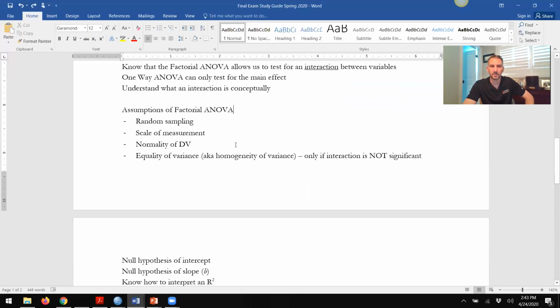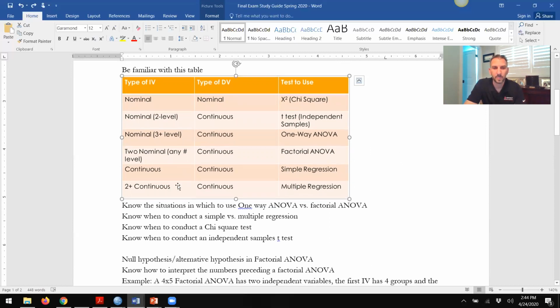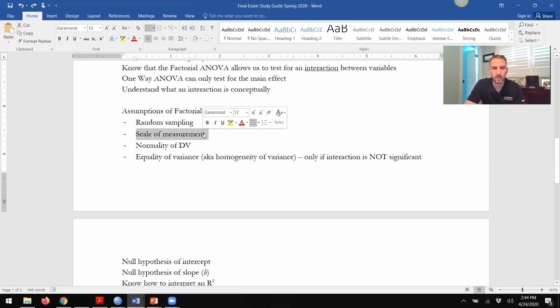All right, and the assumptions of the factorial ANOVA, we did walk through these, so do be familiar with them. These first two I think we've got down pretty well: random sampling and scale of measurement, just making sure it's the right type of variables, which is basically going back up to here and saying, okay, it's got two independent variables that are both nominal, and a dependent variable that's continuous. So that's what this one is all about.